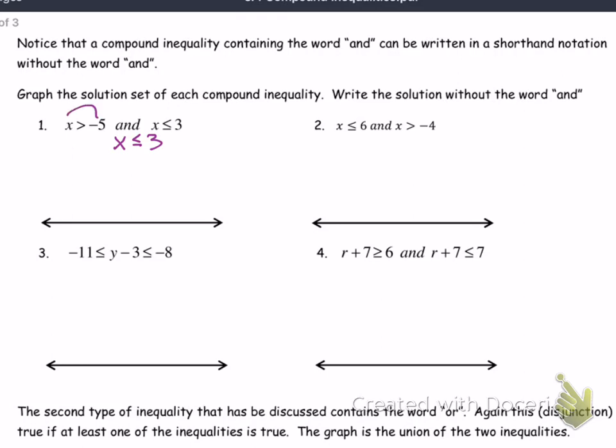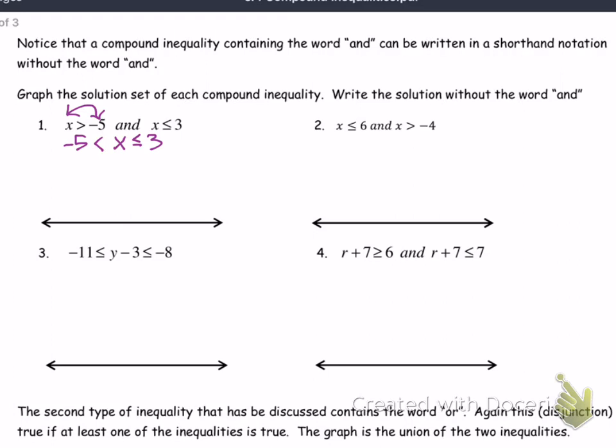But we're going to flip this guy. Because x is greater than -5, that also means -5 is less than x. And so here's our compound statement without the word "and." Again, what I'm going to have you do is cover the right side and just work on x is greater than -5, and then graph x is less than or equal to 3, and then you'll see that there's an overlap.